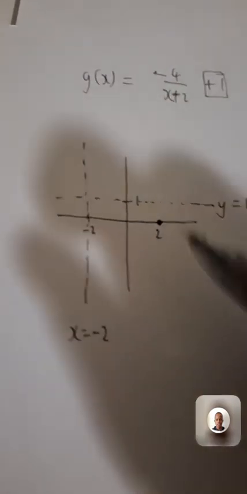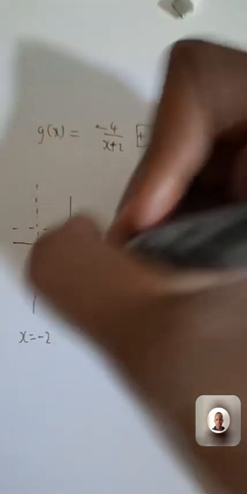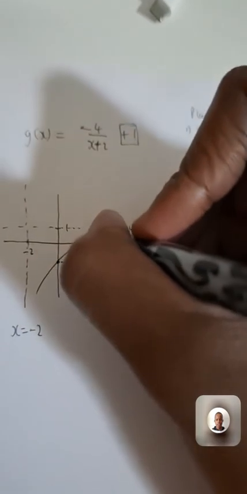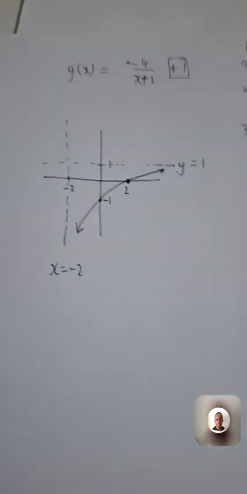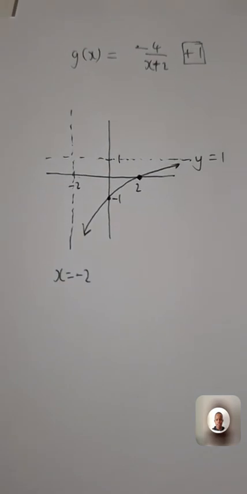Then we have 0 and -1. 0 and -1 is where? Here. Which means once again, we are having an arm that will be sketched, but the other arm is lacking resources.